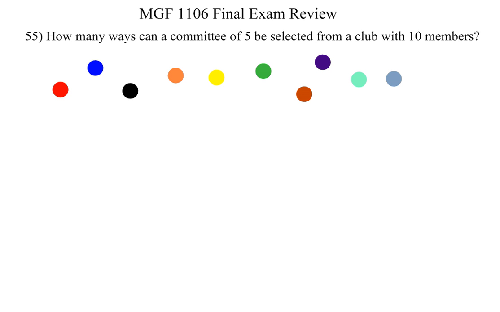Final exam review, question 55. How many ways can a committee of 5 be selected from a club with 10 members? I'm going to let these 10 dots represent the 10 club members, and I'm going to select a committee of 5 in this order.